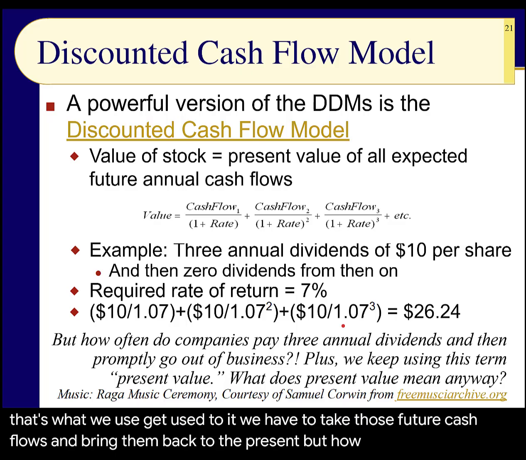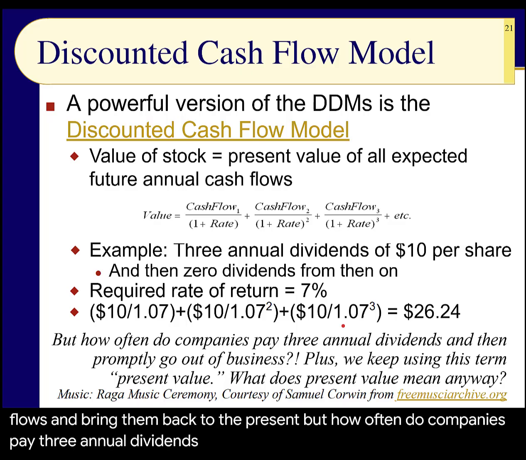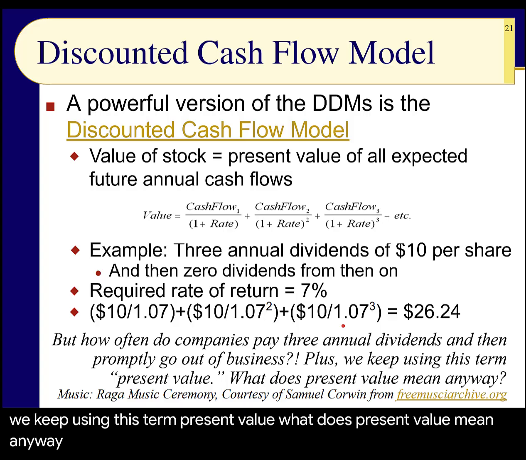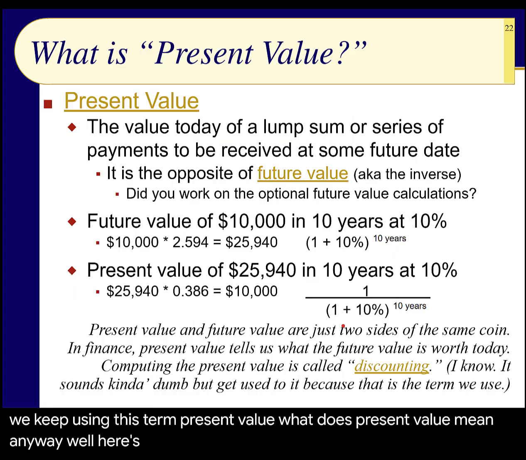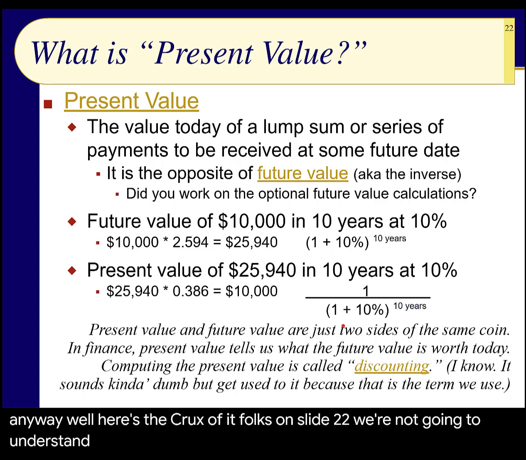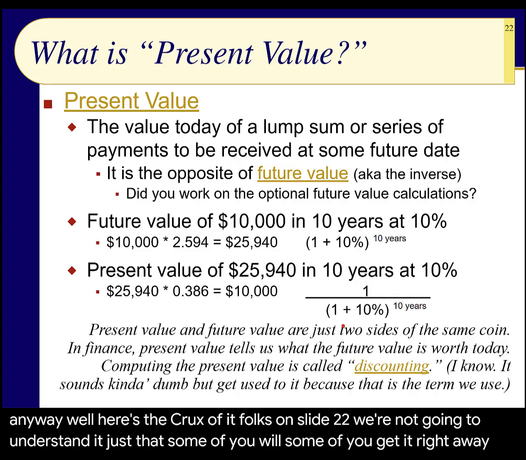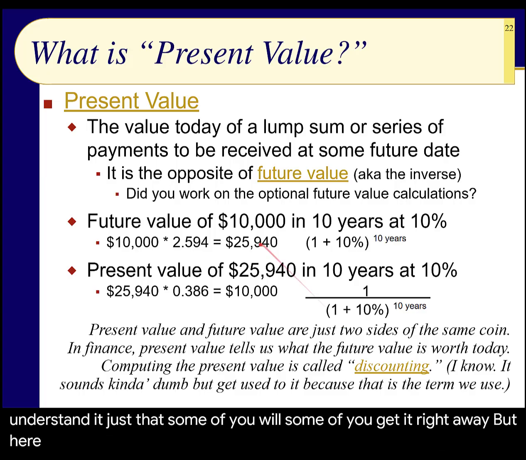But how often do companies pay 3 annual dividends and then promptly go out of business? Plus, we keep using this term, present value. What does present value mean anyway? Well, here's the crux of it, folks, on slide 22. Some of you get it right away. But other people go, well, I don't understand. Just do the calculations and don't worry about it. But here's how it works.